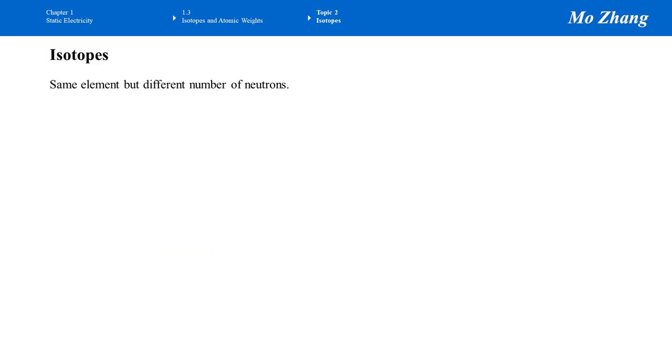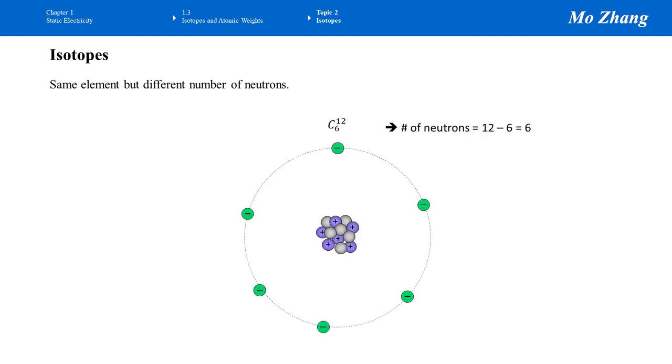Now let's take a look at the other topic, which is called isotope. Isotope means same element but different number of neutrons, or in other words, same animal but different weights. One is heavier and the other one is lighter, such as this. So here we have a carbon. C means carbon. The subscript 6 means there are 6 protons. The superscript 12 means the number of protons plus the number of neutrons combined.